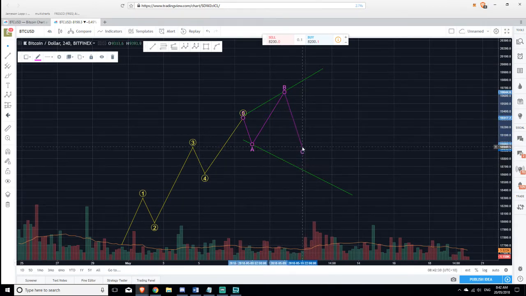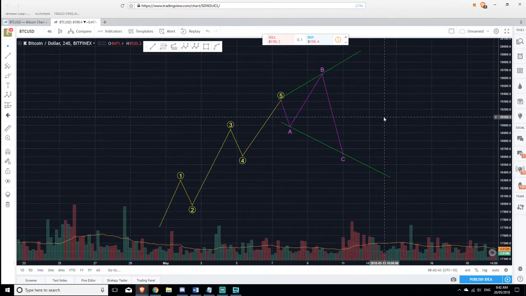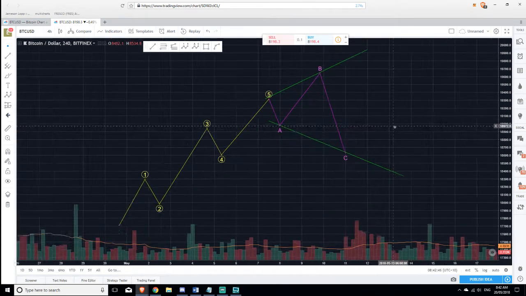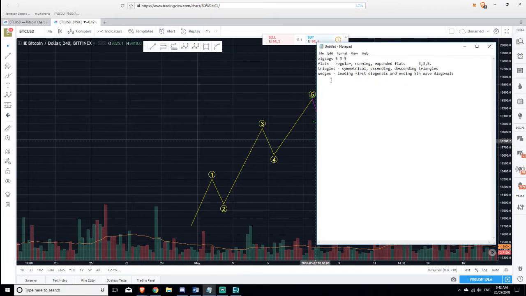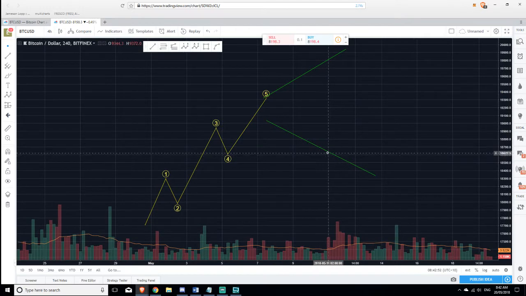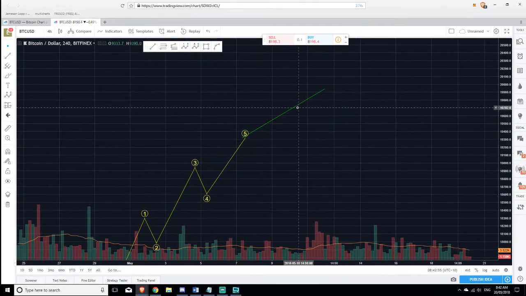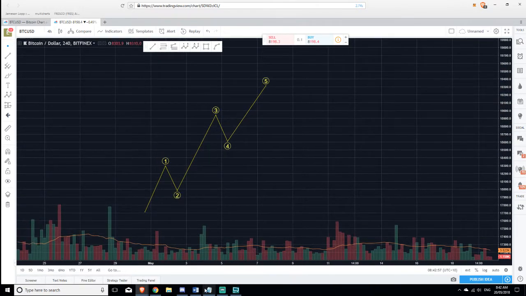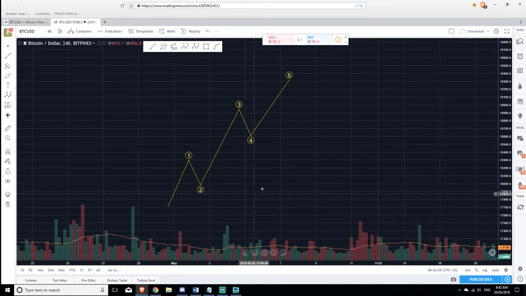It doesn't always have to be like this, but as long as it's either on A or below A, then that's considered an expanded flat. This one is a little bit more common than running flats. So that's the expanded flat. Then we've got symmetrical triangles. The only reason I'm going through this really quickly is because I want to get to showing you guys some examples, because I really think learning Elliott Waves is best done through examples.